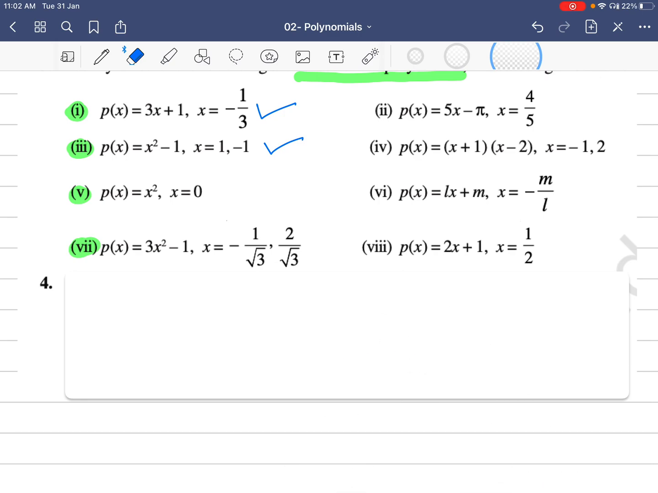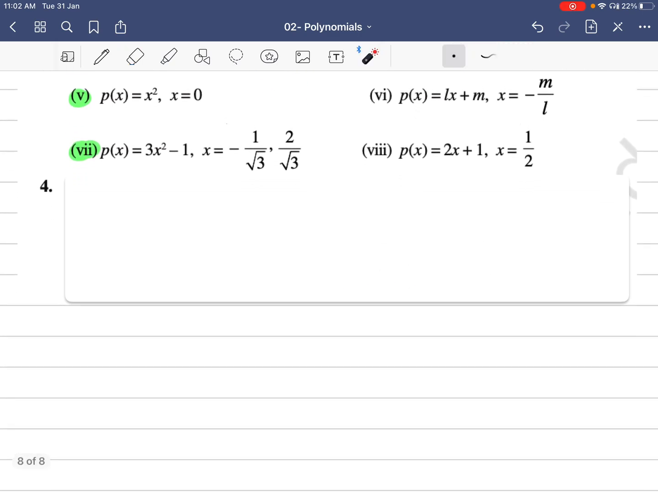Okay. Now the next problem is this one: p of x equal to x square for x equal to 0. There's no need to solve this. If you put x equal to 0 in this, 0 square is going to be 0. So it's again going to be a valid root of the polynomial. So I'm going to just mark it with a tick mark.